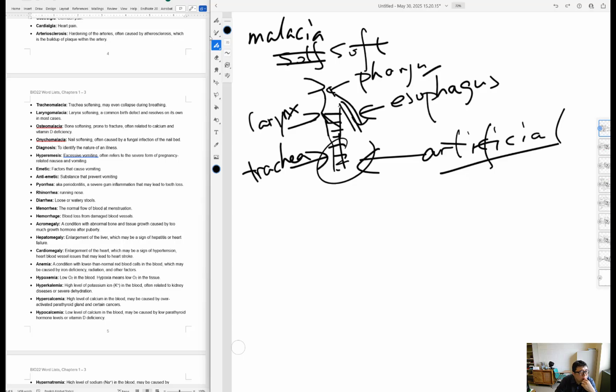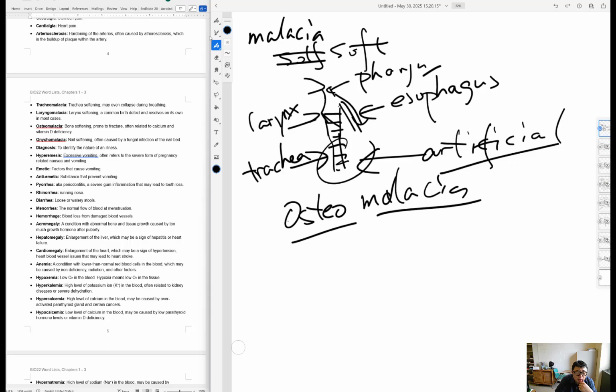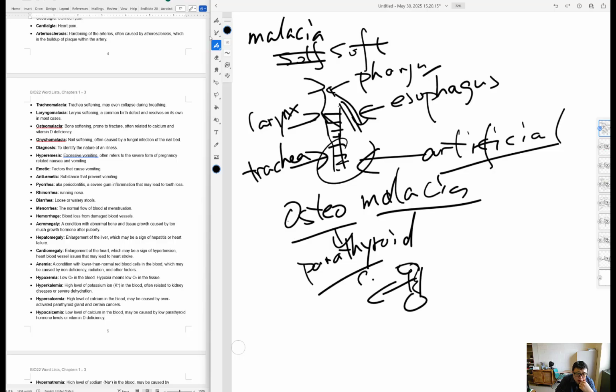So yeah, and then what's next? Osteomalacia, soft bone. Osteo is the bone. Malacia, the soft bone. What can cause soft bone? There are two things. One is a hormone called parathyroid hormone. Parathyroid hormone takes calcium from the bone to the blood, and this is how parathyroid hormone works.